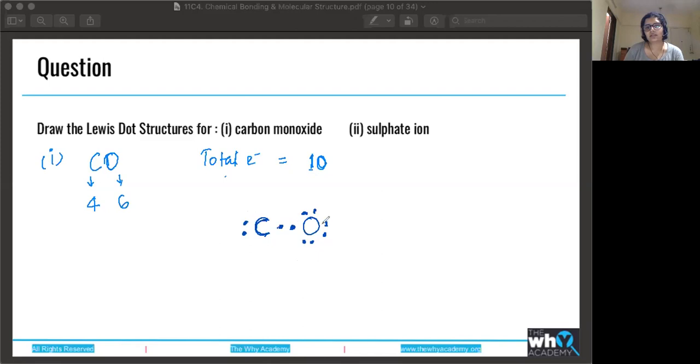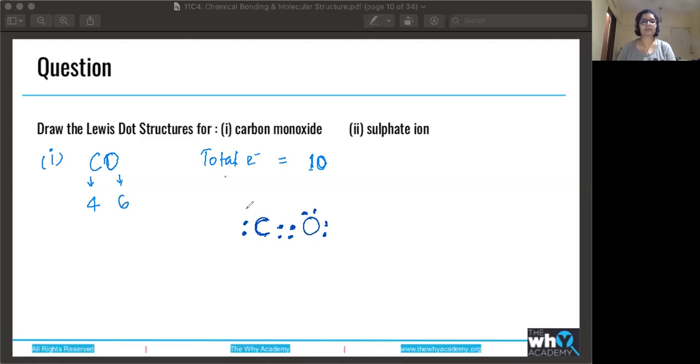Now oxygen has an octet, 8 electrons, because that's how I've assigned. But does carbon have an octet here? No. Carbon has only 1, 2, 3, 4 electrons for itself. So we need to give it additional electrons. So let's make this single bond a double bond. Because these 4 electrons are being shared between both, oxygen still has an octet.